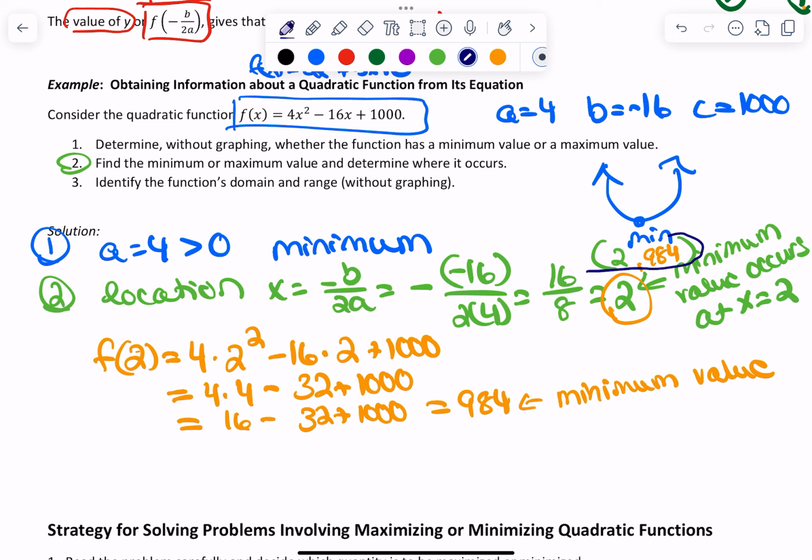So this is the vertex. But at the same time, the minimum value occurs at x equals 2, and the minimum value is 984. Okay, what else do we need? We need the domain and the range.